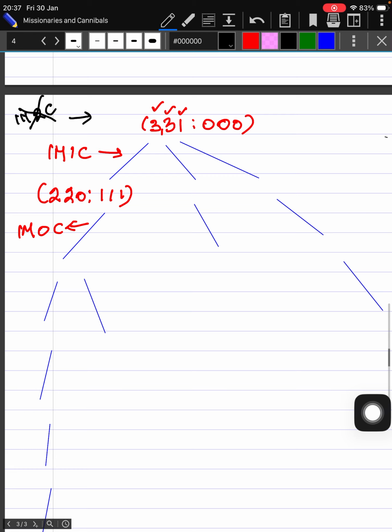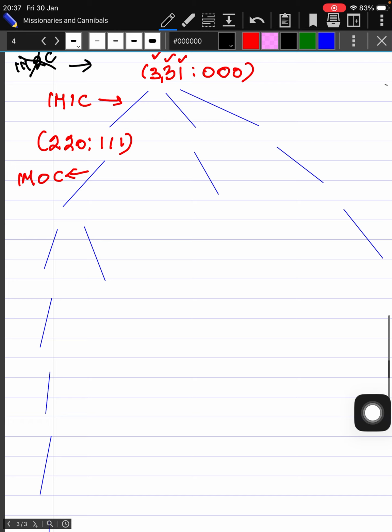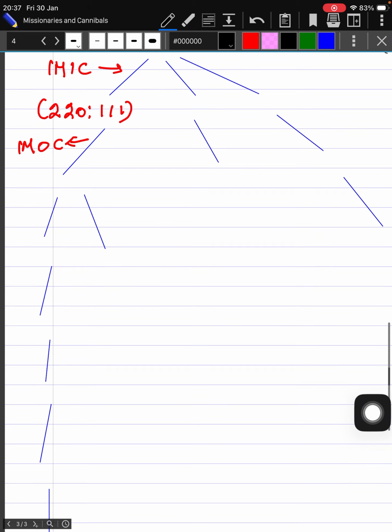Okay. So the next is one missionary, zero cannibal from right to left. So when I go from right to left, what will happen? I should subtract one missionary from the right side and 0. So in the left side, I will be having 3, 2, 1 and 0, 1, 0. Okay, this is the next state.